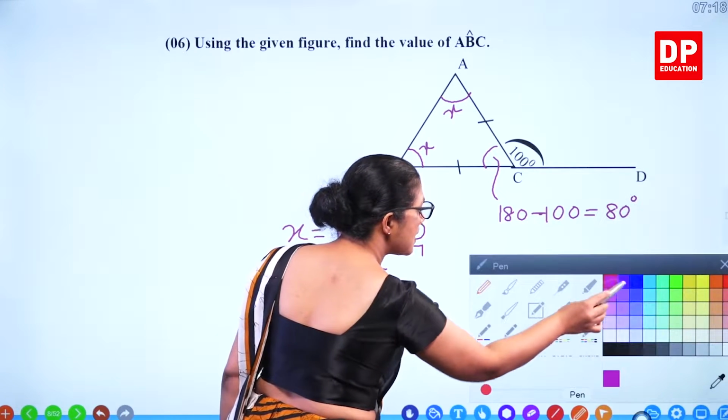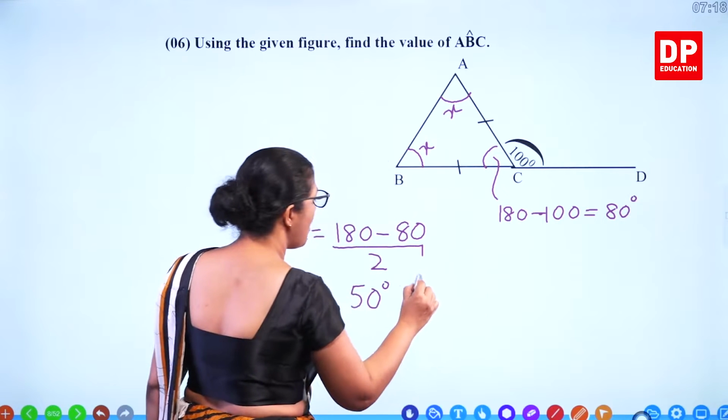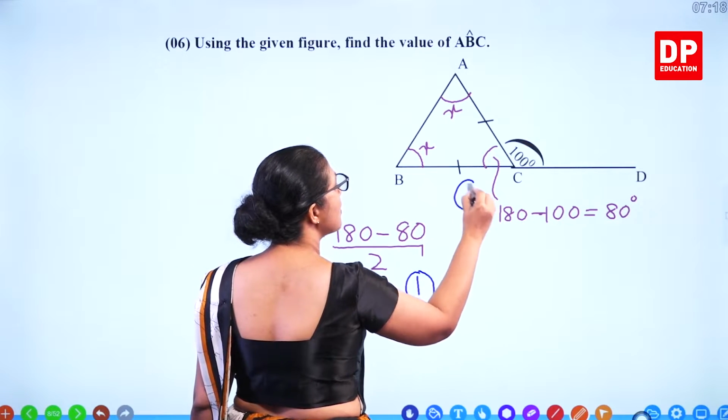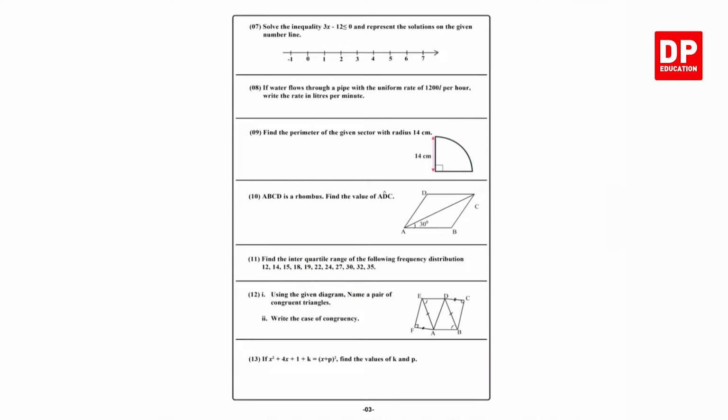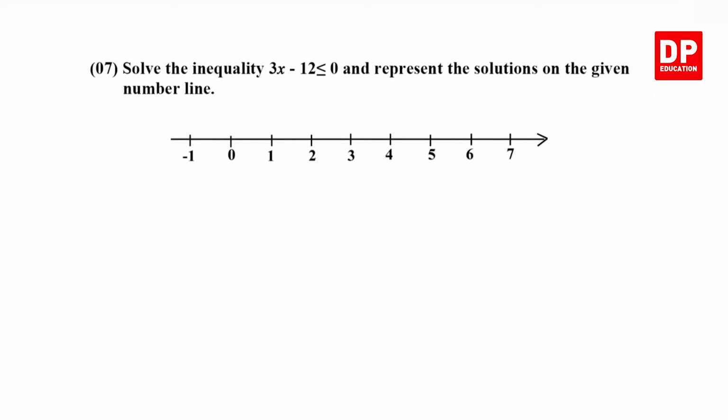So 2 marks here. 1 mark for the answer and 1 mark for this method. Now you can try question number 7 to 13. We'll take question number 7.